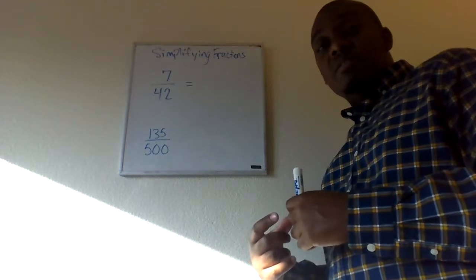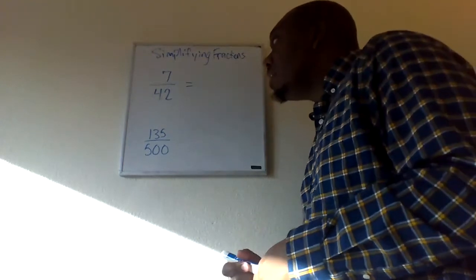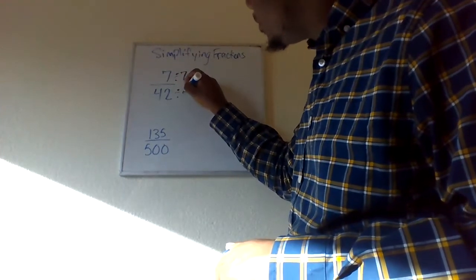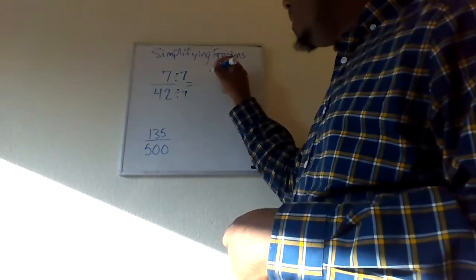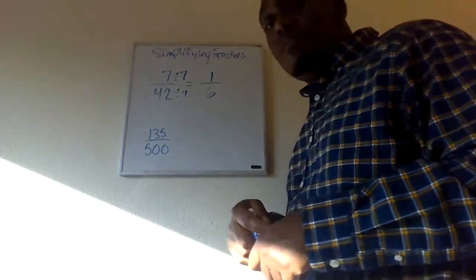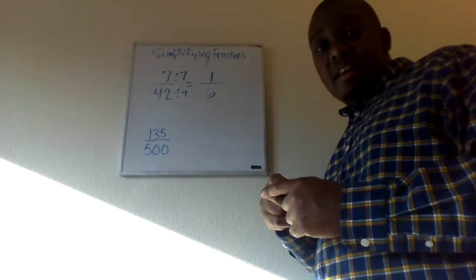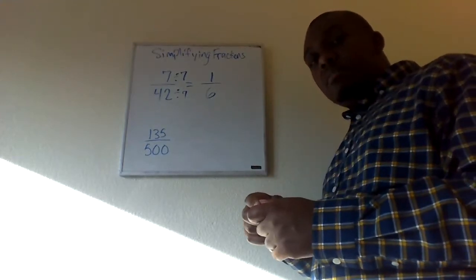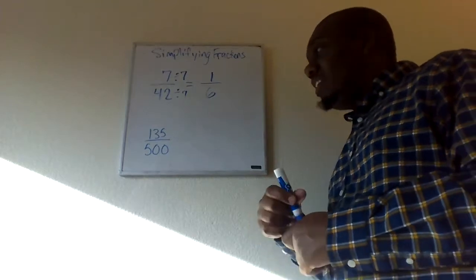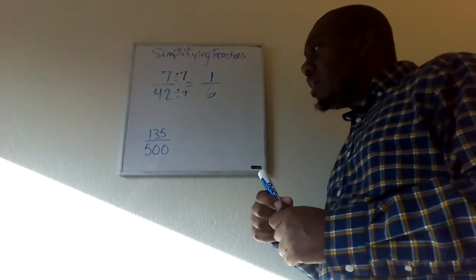Turns out 7 can go into both 7 and 42. So we're going to divide both of these numbers by 7. 7 divided by 7 is 1. 42 divided by 7 is 6. And so we have 1/6. And that is simplified. We can't simplify that anymore. Are there any questions? No? Pretty simple, right? Okay, let's look at one more.